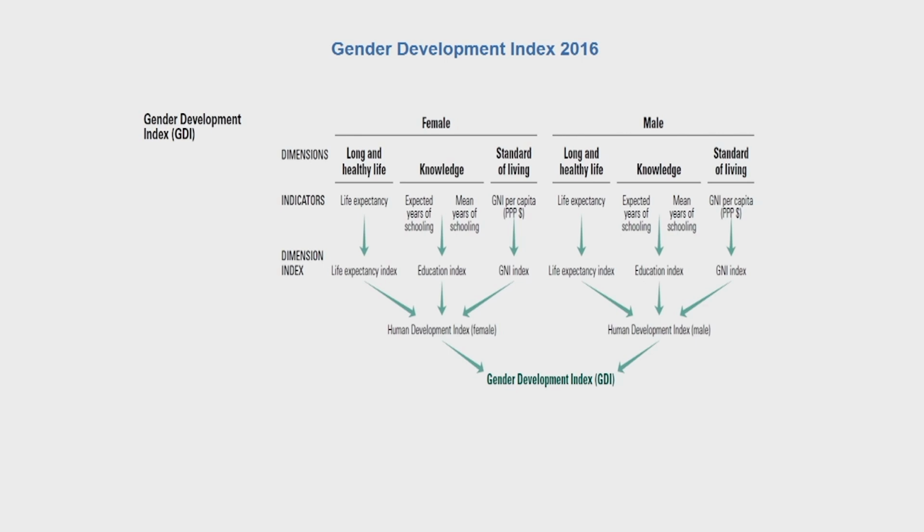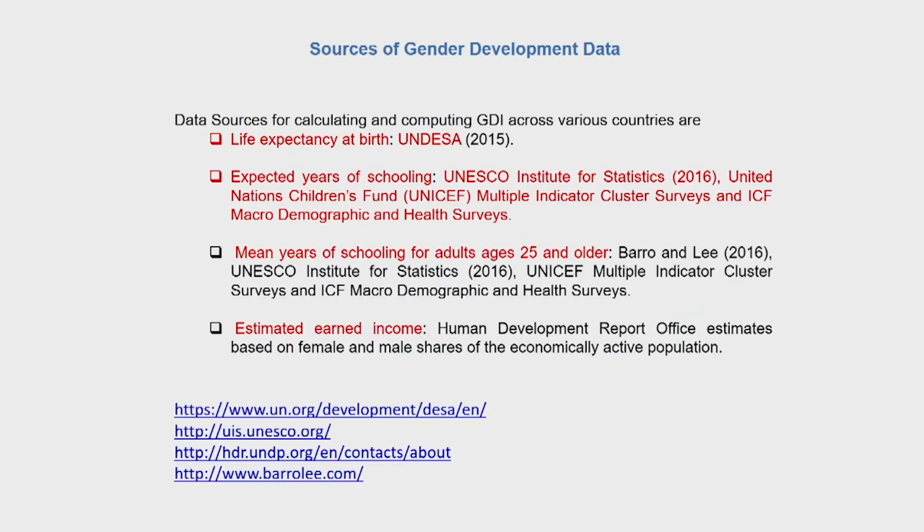Let us look at this with the formula that is used for GDI construction based on the 2016 technical report and an illustration followed by that. So these are the sources of the gender development data. The United Nations Department of Economic and Social Affairs churns out a lot of economic and social statistics on important indicators such as life expectancy at birth. That's the source for life expectancy at birth, and this source of data is kept the same over the years for consistency in comparison of countries across time.